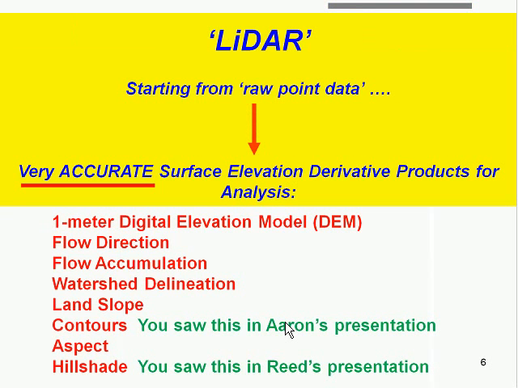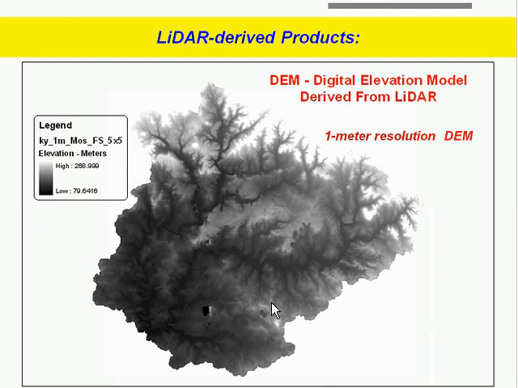Now, when I use the term LiDAR, other folks have talked to you about some of the derivatives such as contours, hillshade, and aspect. The model that I'm going to show you doesn't use those, but it uses the top 5 in the list. And when I use that term LiDAR, I'm really referring to the very accurate derivative products that LiDAR gives us. So I'm going to give you a quick overview of the ones that we're using to do peak discharge.